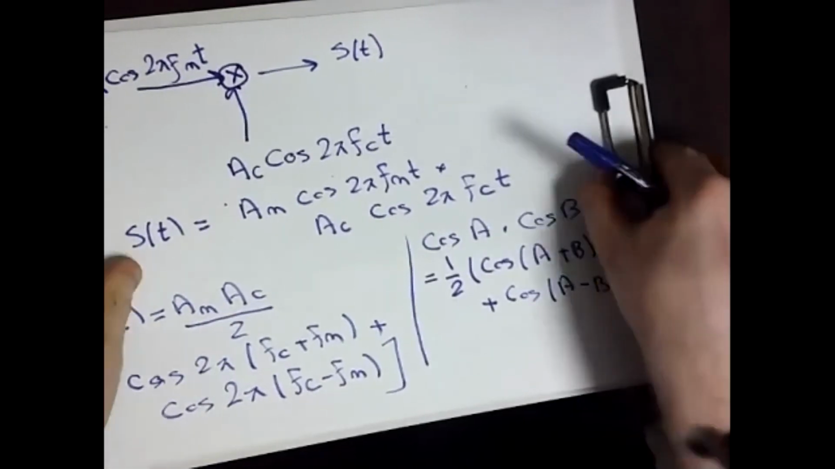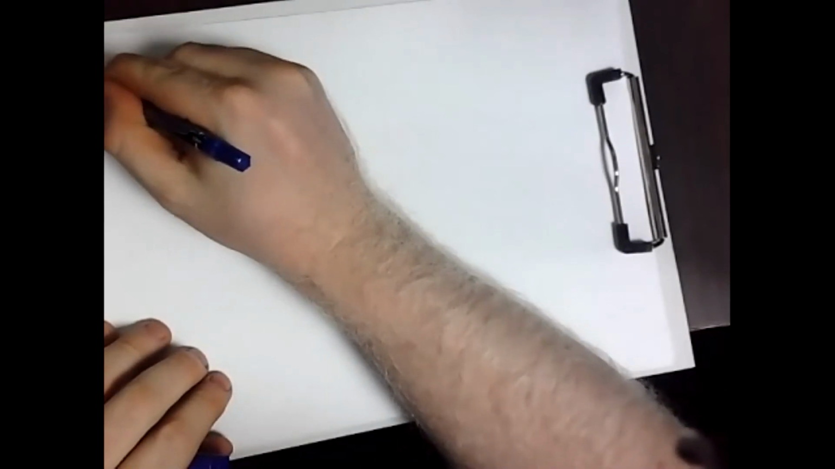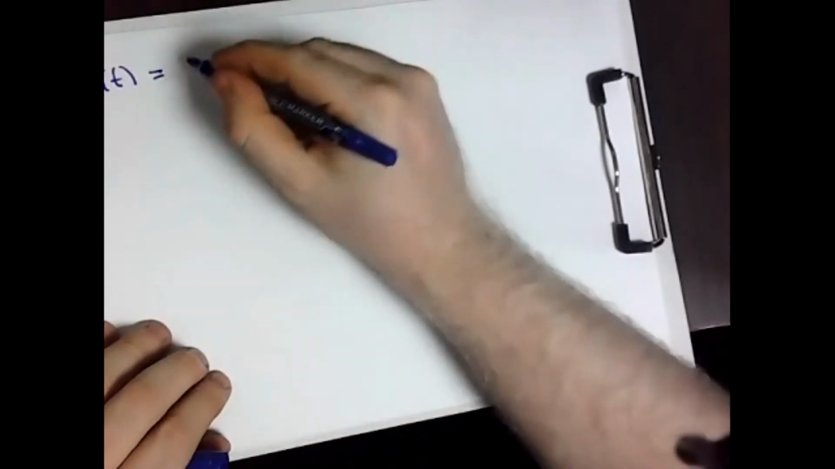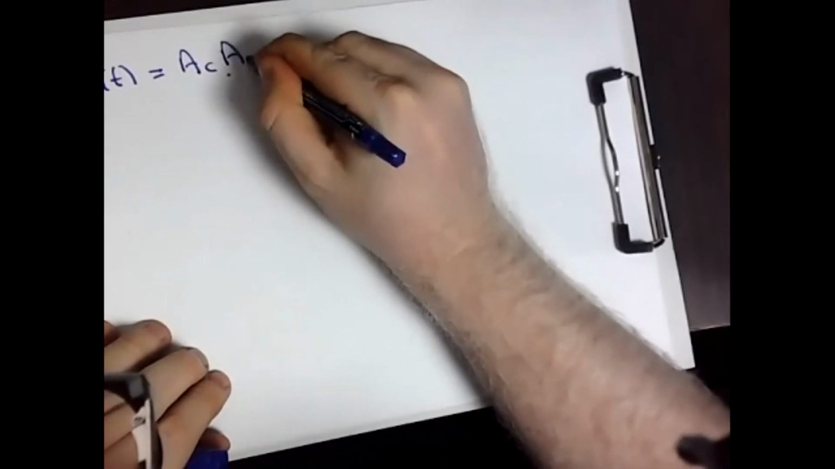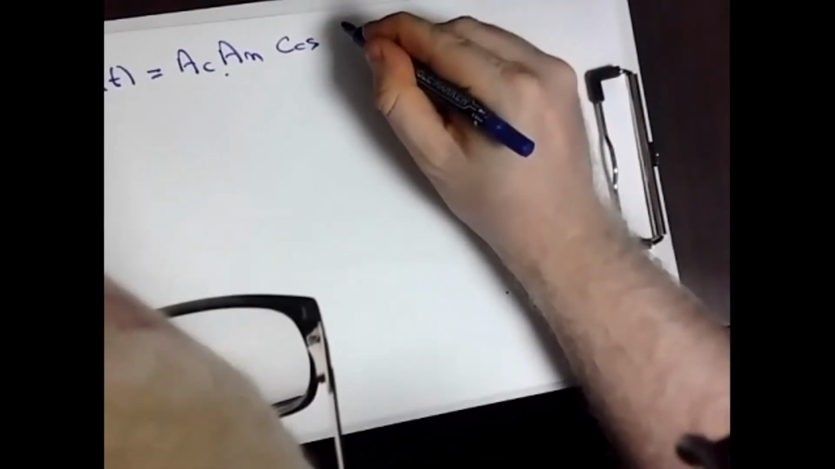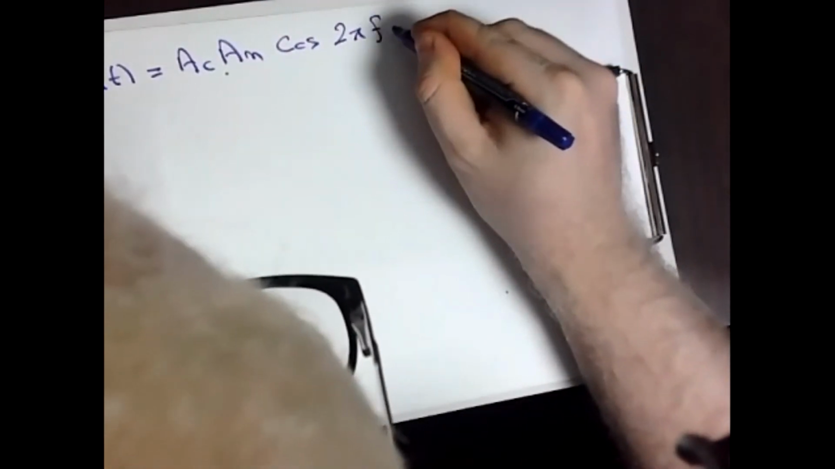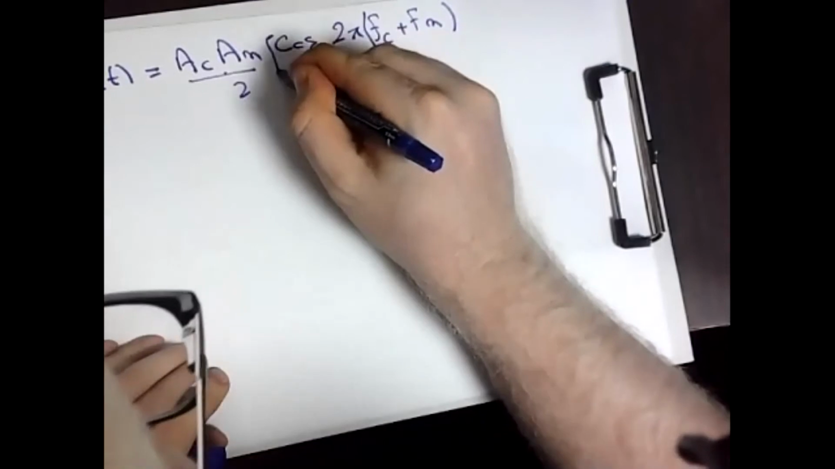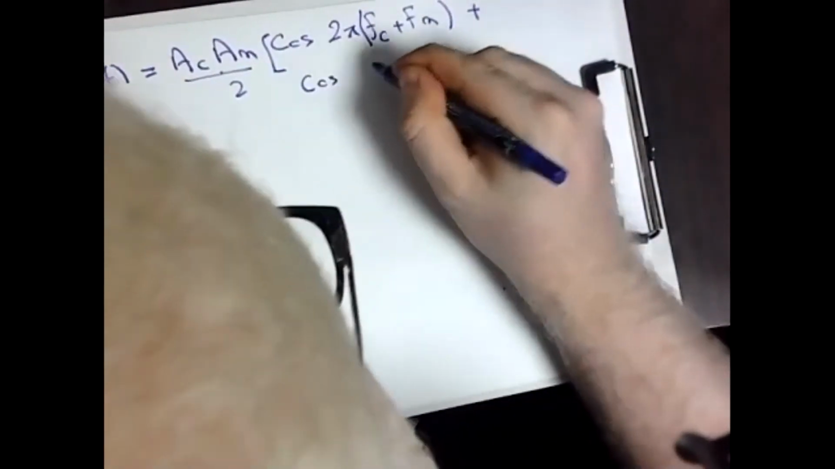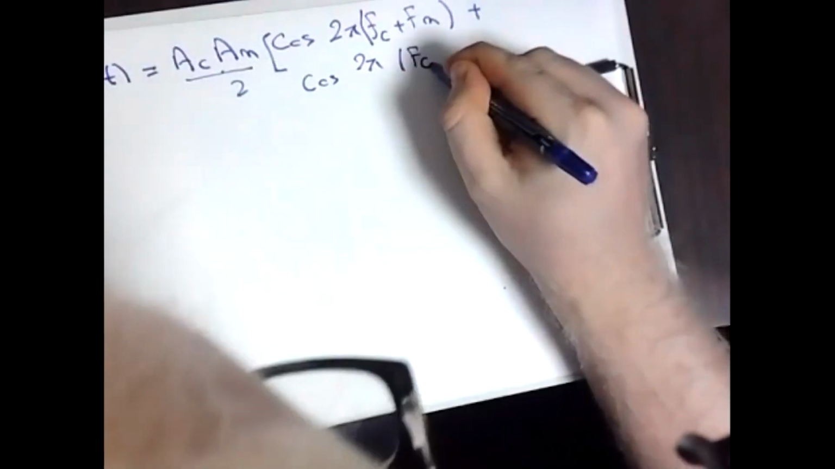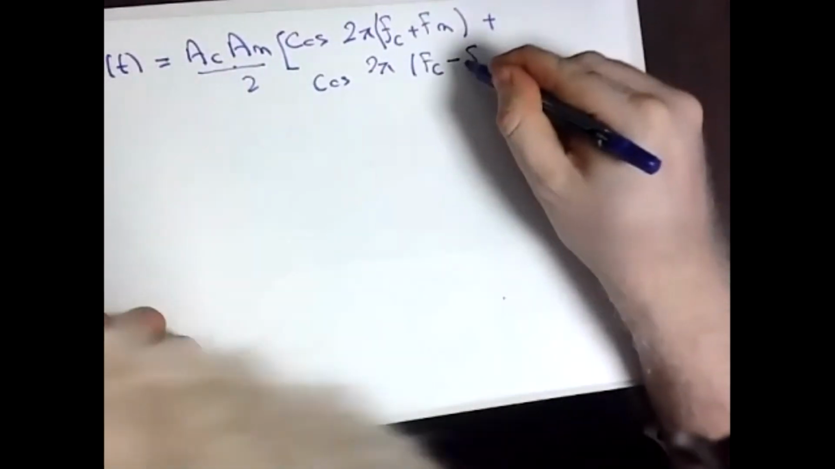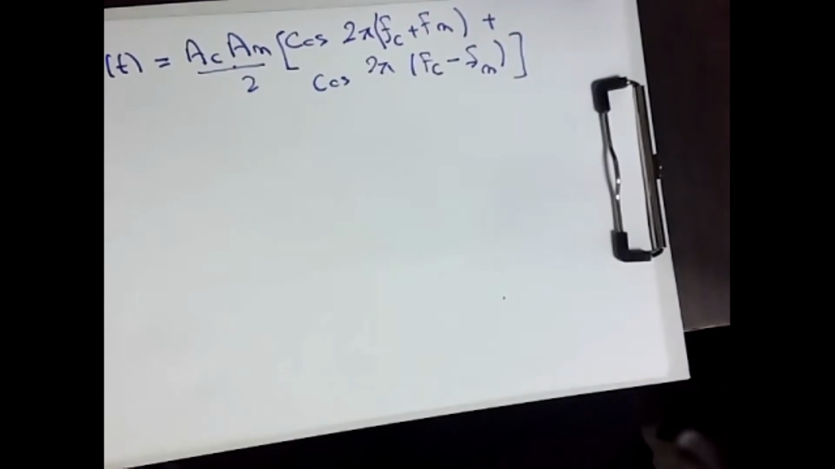So now S of t equals AC AM over 2, in brackets, cosine 2 pi (FC plus FM) t plus cosine 2 pi (FC minus FM) t, and then close it. Okay, this is a very important time domain signal.